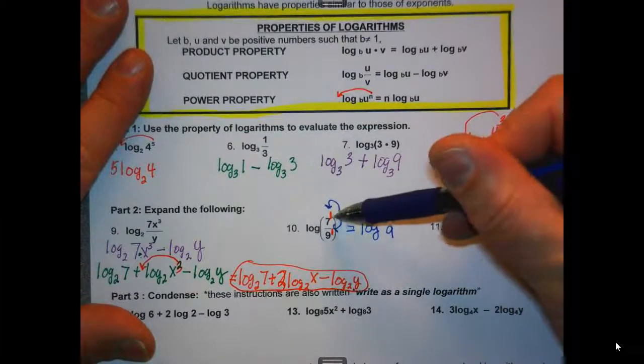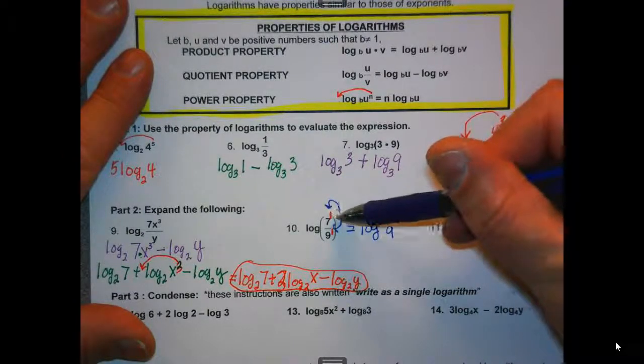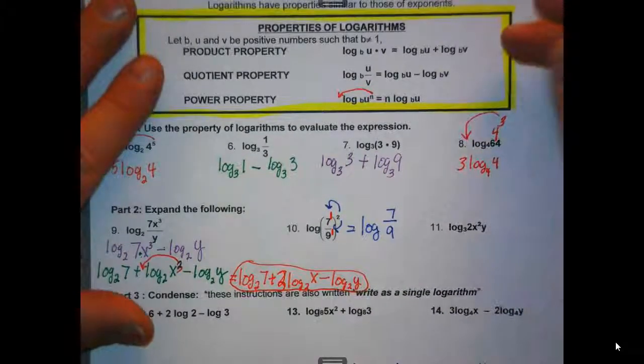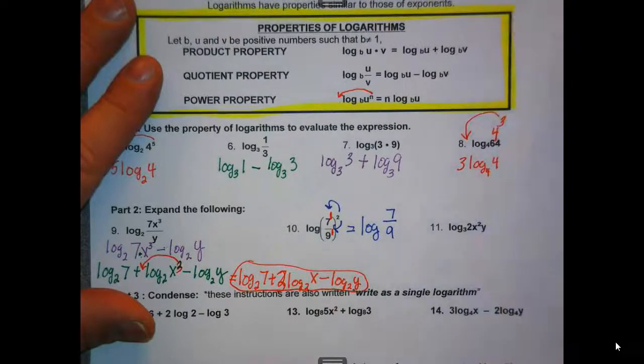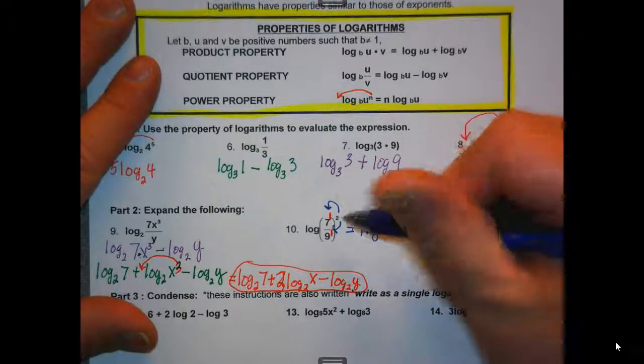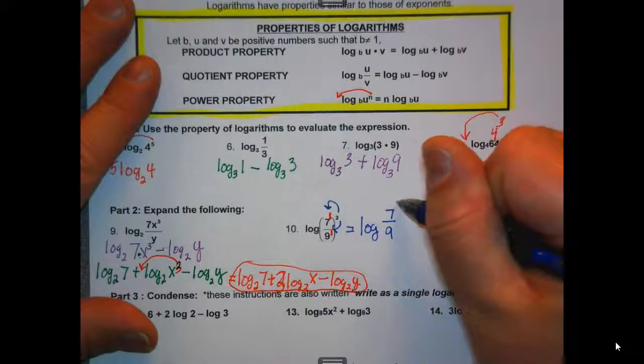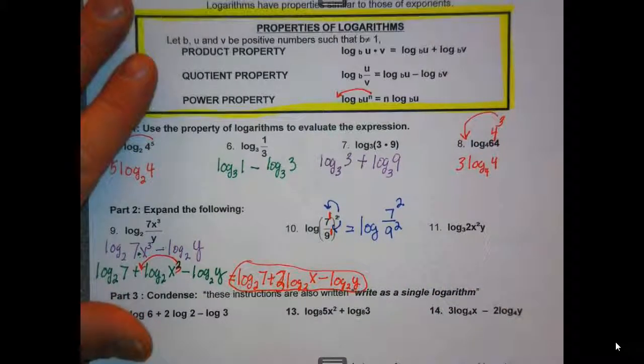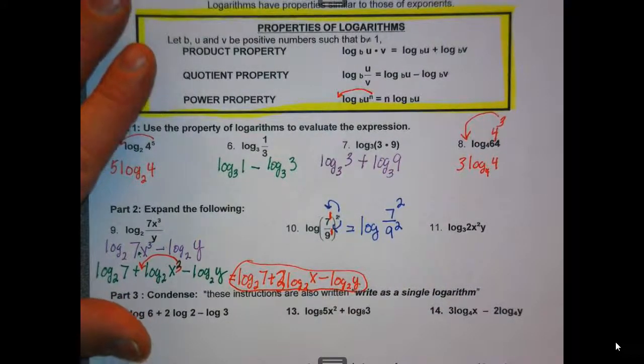What do I do with the exponents? If I have a number in front of parentheses, what do I do? Distribute, right? What mathematical operation do I use? Multiplication. 2 times 1 is 2 times 1 is. Okay. So the first step was an exponent property.